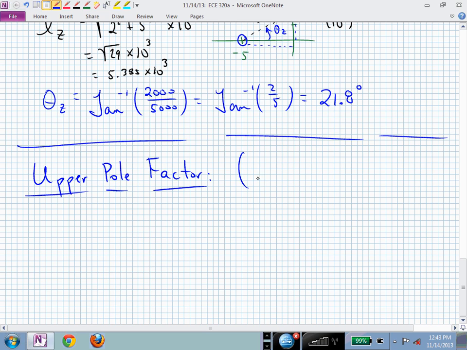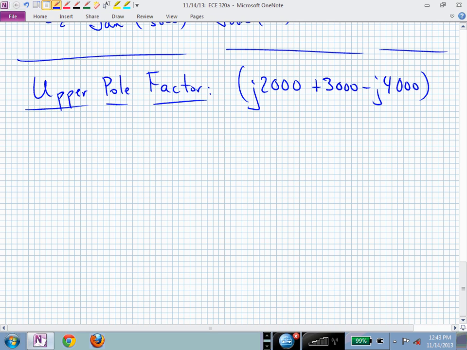The upper pole factor is now this j omega naught, which we conveniently picked to be j2000 plus 3000 minus j4000. That's the factor of the pole in the second quadrant. If we sketch that, our pole is sitting right there, and we want to get to this point right there.